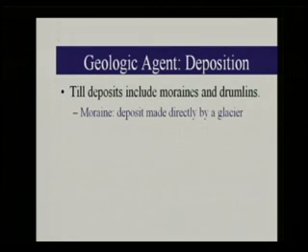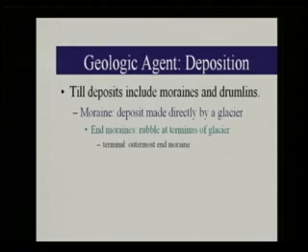Till deposits include moraines and drumlins, and let's look at each of these. A moraine is a deposit made directly by a glacier. An end moraine would be the rubble, or the debris pile, at the terminus or the end of a glacier. The terminal moraine, of course, would be the outermost end moraine. This is the farthest the glacier ever reached and left behind its rubble pile.